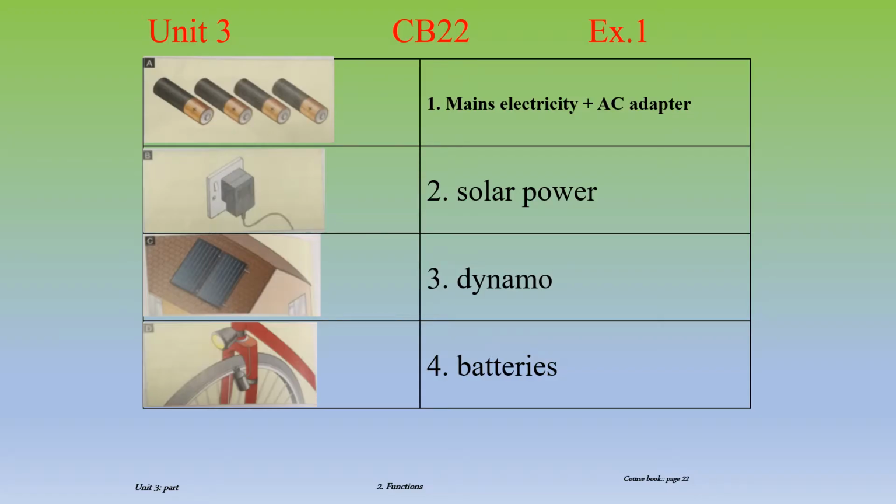Okay, so now let's start by looking at unit 3, course book page 22, exercise 1. In the book you have pictures A, B, C and D, and the names of these power sources are mains electricity plus AC adapter, solar power, dynamo, batteries. Take a minute, try to match each picture with the name. You can pause the video for 1 minute.